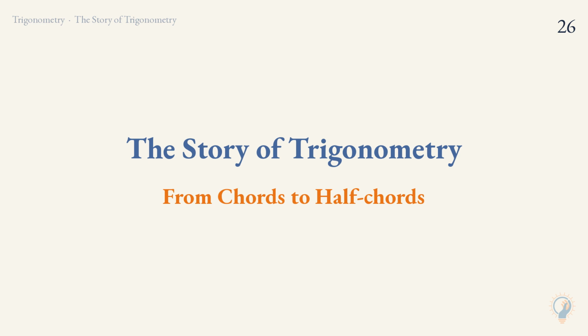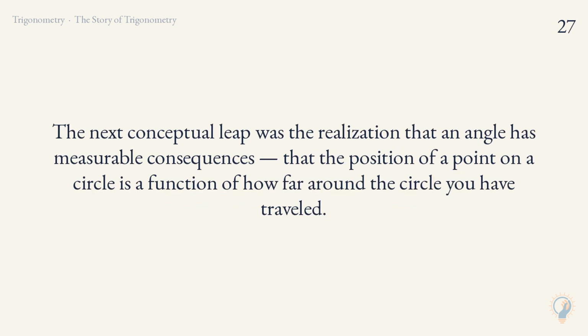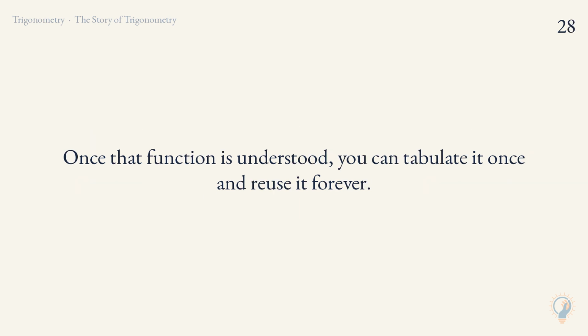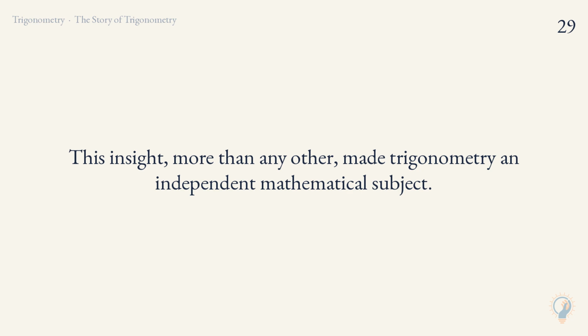From chords to half-chords. The next conceptual leap was the realization that an angle has measurable consequences, that the position of a point on a circle is a function of how far around the circle you have traveled. Once that function is understood, you can tabulate it once and reuse it forever. This insight, more than any other, made trigonometry an independent mathematical subject.